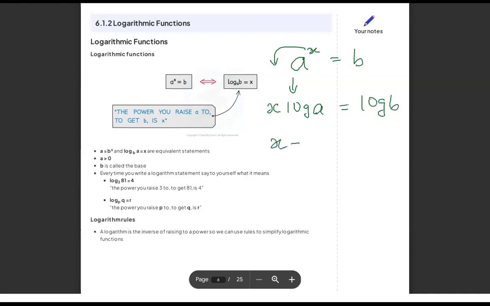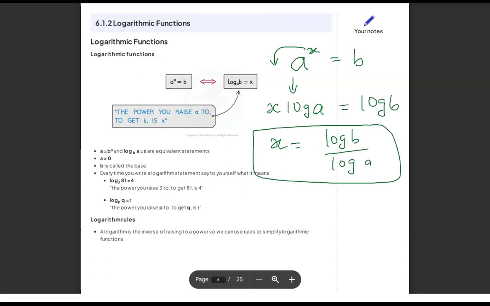Then x will now be equal to what? Log b over log a. Can you copy that one down, please? That's how to actually do it. Yeah, I've got it down.